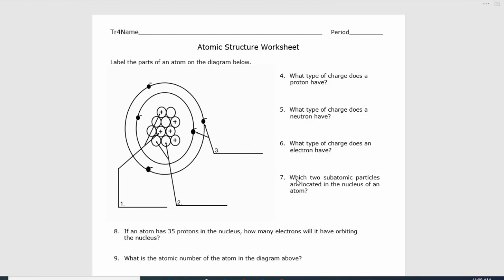Excellent. Number 7 says, which two subatomic particles are located in the nucleus of the atom? So which kind of particles are inside? Yes, we have protons and neutrons inside the nucleus of the atom.